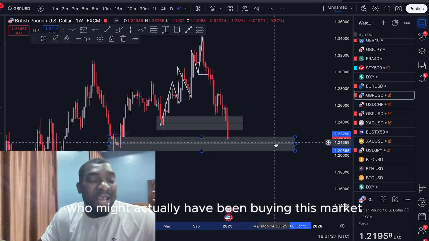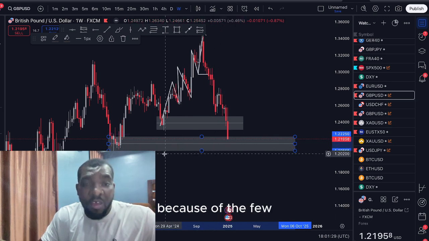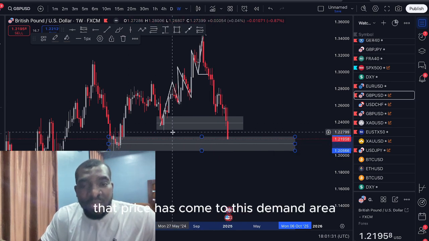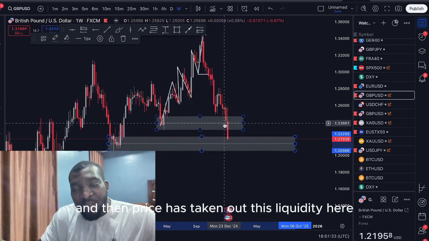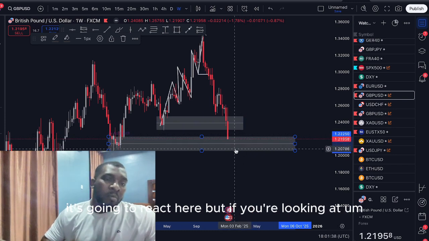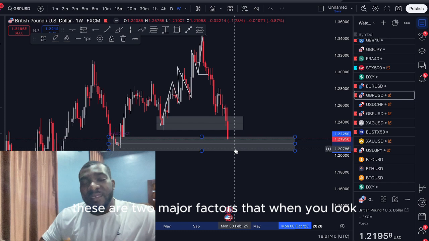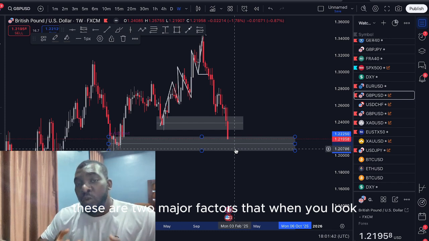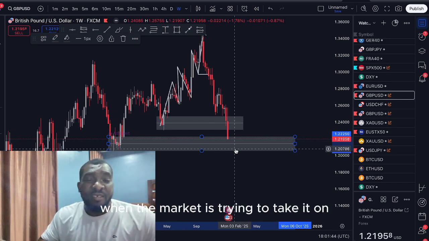There are a lot of people who might actually have been buying this market because they feel that price has come to this demand area, and then price has taken out this liquidity here. It's going to react here. But if you're looking at liquidity and momentum in the market, these are two major factors that, when you look, you'll be able to know when the market is trying to take a turn.